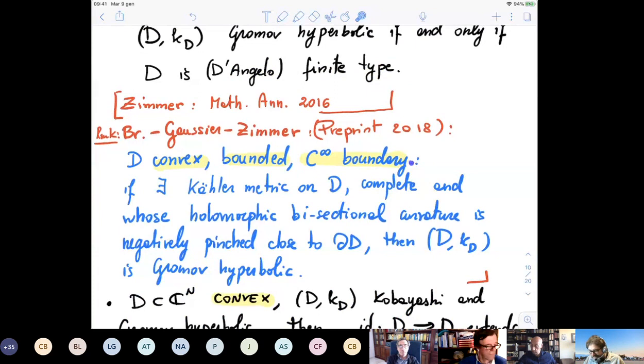Together with the same Andy Zimmer and Hervé Gossier, we proved a couple of years ago that if you have a convex bounded smooth domain, and if there exists a Kähler metric on D which is complete, and whose holomorphic bisectional curvature is negatively pinched close to the boundary, then it's going to be Gromov hyperbolic. The converse is not known. I mean, the converse going from Gromov hyperbolicity to conditions on a natural Kähler or Kähler-Einstein metric on the domain, this is not known for the moment, but at least we have a direction.